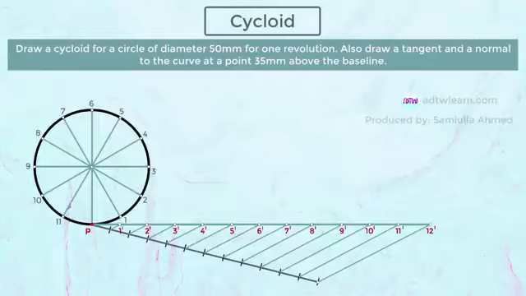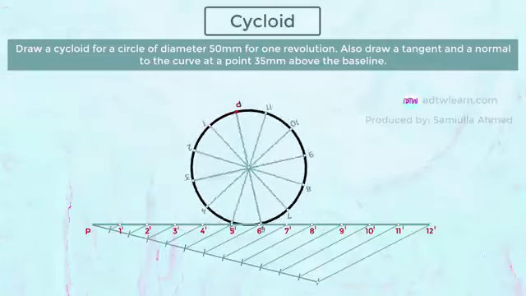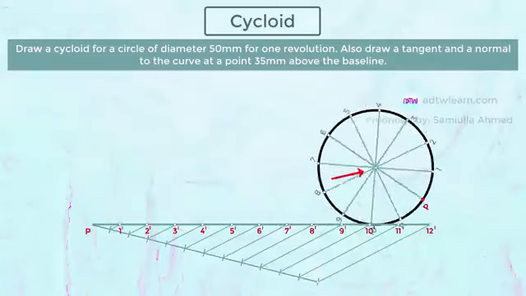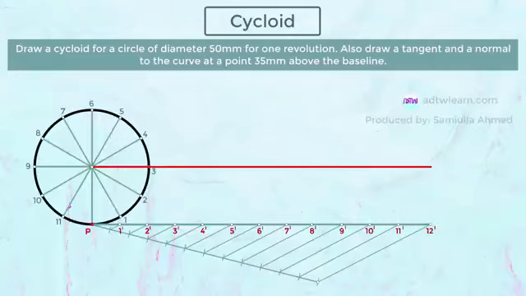After getting all the points on the baseline, when the circle is rolling over this line, the position of this circle's center also will change. Therefore, we will draw a horizontal line from this center, and we will mark the centers which will come on this line, such as C1, C2, C3, and so on, till C12.